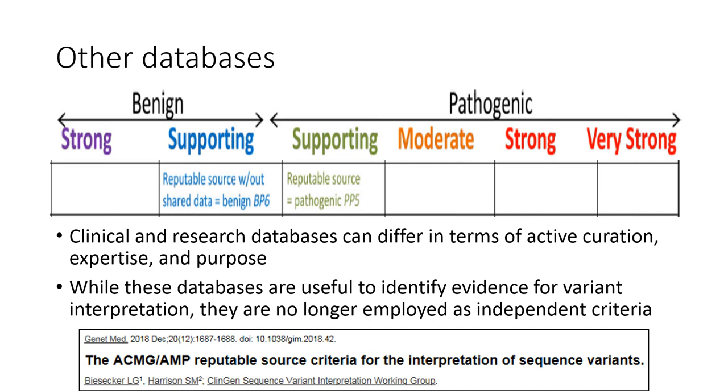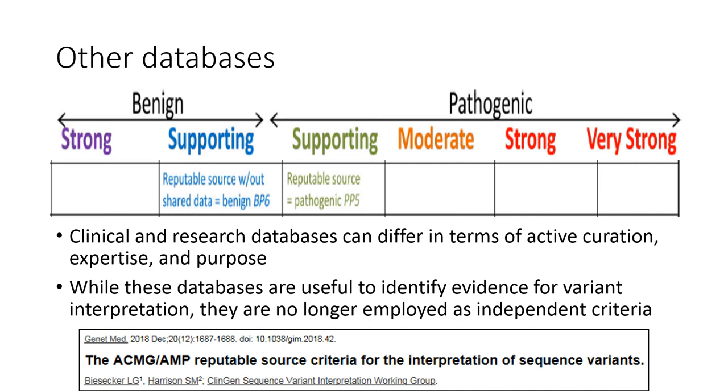Variants can be deposited in various clinical and research databases, which can differ in terms of active curation, clinical human genetics expertise, and purposes. Searching these databases is an important component of identifying evidence for variant interpretation. When the ACMG AMP guidelines were first published, the use of these resources was included at the supporting level.